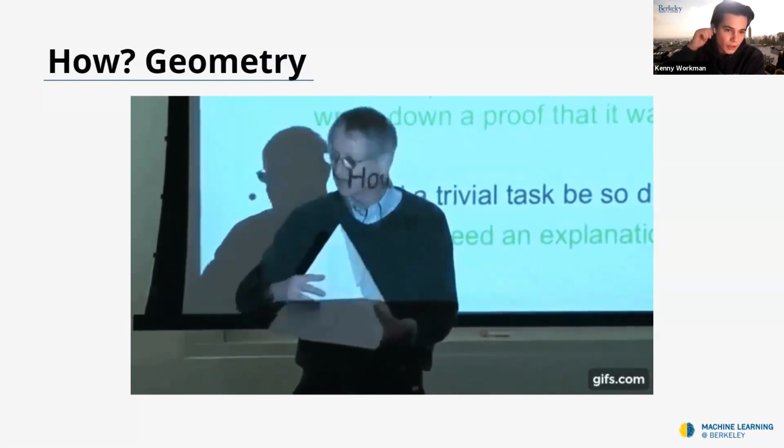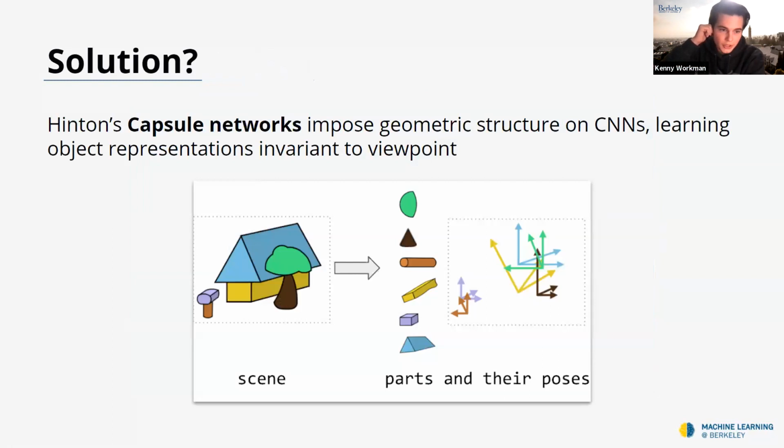So the solution is Hinton's capsule networks, which impose geometric structure on CNNs. So you learn object representations invariant to viewpoint. Your object does not depend on the way that you look at it, it just exists.